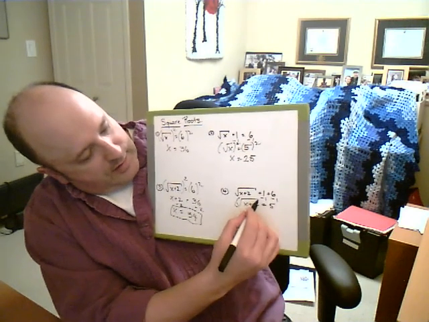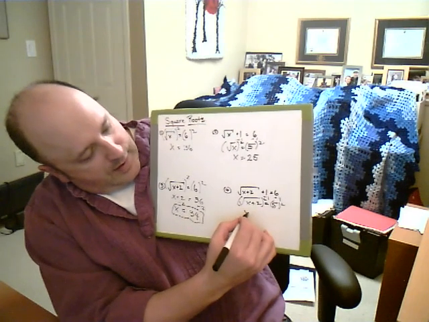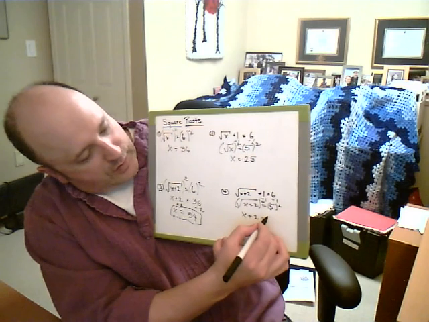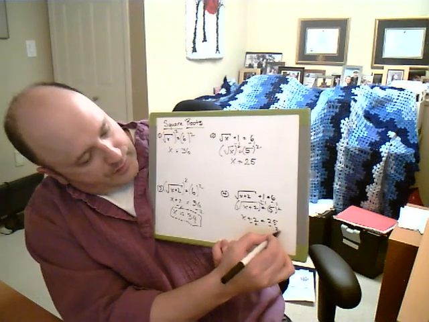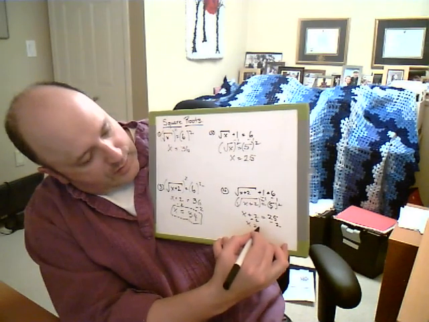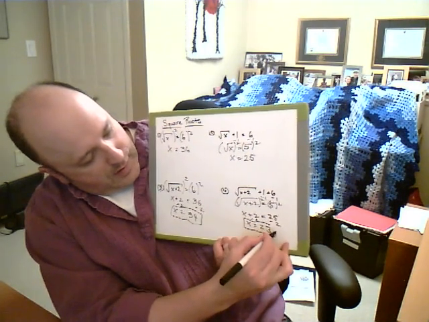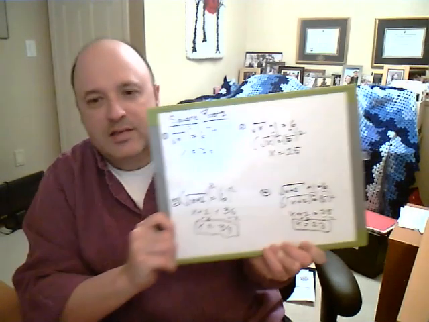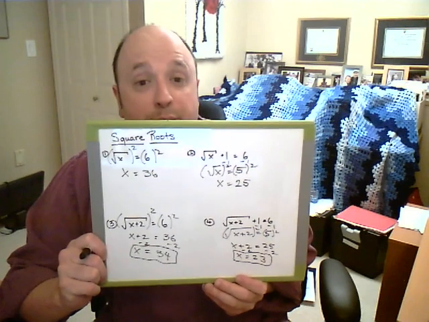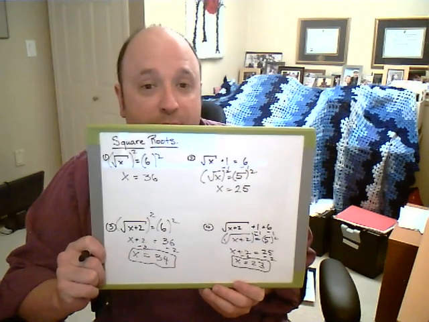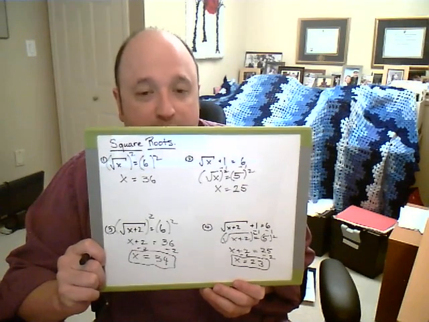Square both sides. So x plus 2 is equal to 25, minus 2, and I get x is equal to 23. So again, we work to isolate the square root part, and then we work to get rid of that square root bracket, which is the square both sides part of it.